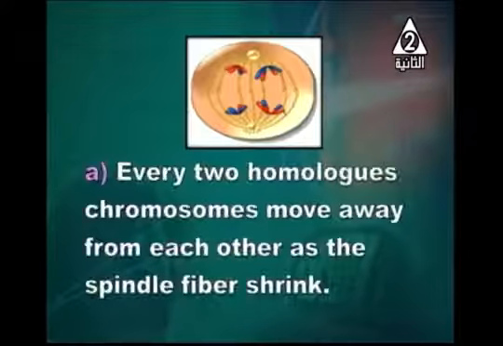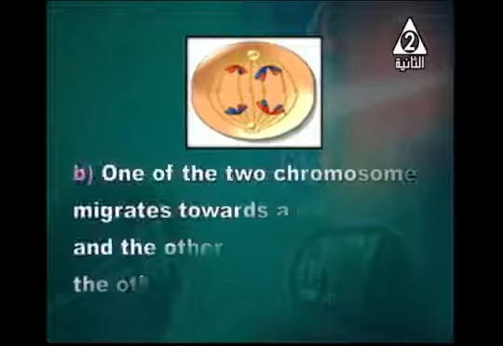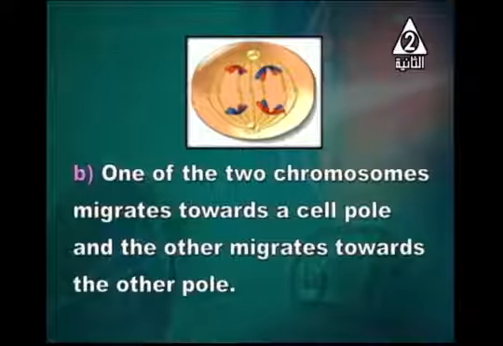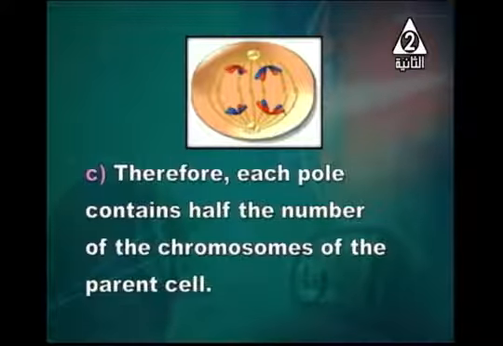In this stage, every two homologous chromosomes move away from each other as the spindle fibers shrink. When the spindle fibers shrink, each tetrad splits into two separate chromosomes. Each chromosome moves to a cell pole. One of the two chromosomes migrates toward one pole and the other migrates toward the other pole. Therefore, each pole contains half the number of chromosomes of the parent cell.